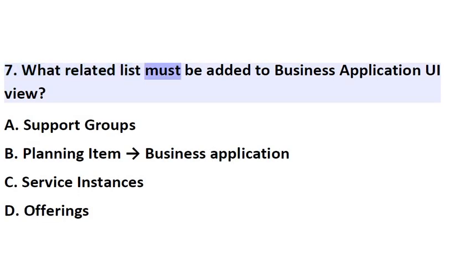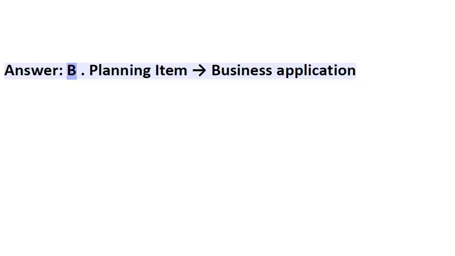7. What related list must be added to business application UI view? A. Support groups. B. Planning item business application. C. Service instances. D. Offerings. Answer: B. Planning item business application.